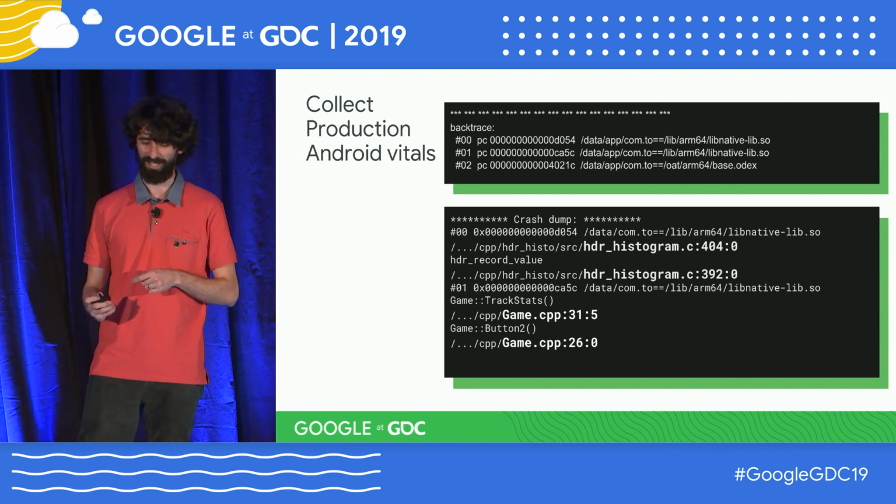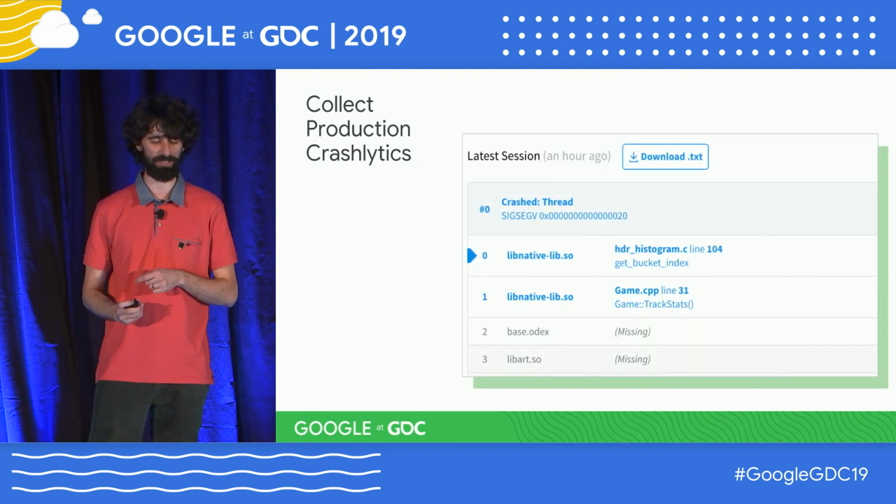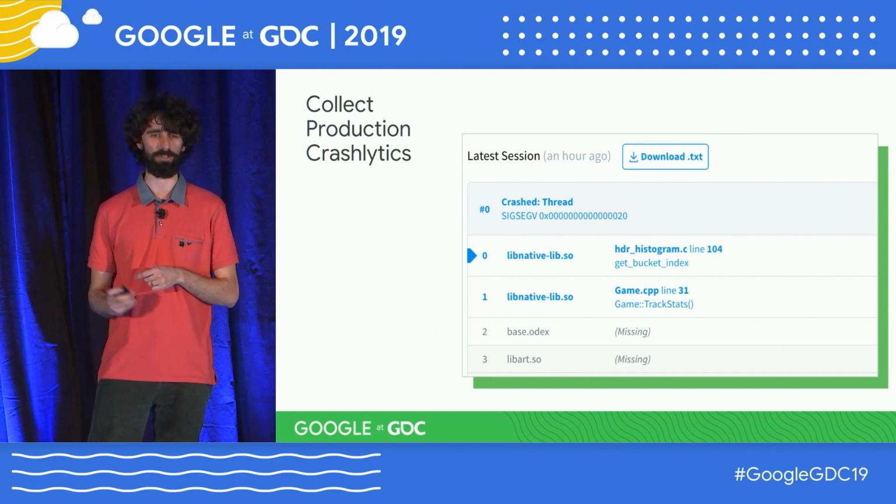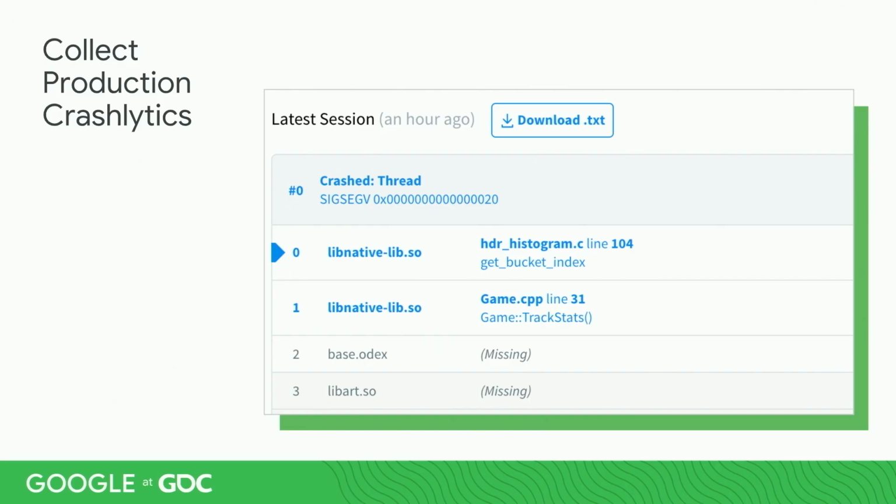OK. Let's see now how it looks in Crashlytics. In Crashlytics, it's a lot easier. As I was saying earlier, in the Crashlytics console, you will already have the stack trace symbolicated. So right away, you can see that for this crash, that is a little bit different from the previous one, it's crashing at line 104 of hdr_histogram.c. That helps you pinpoint exactly where the crash happened.